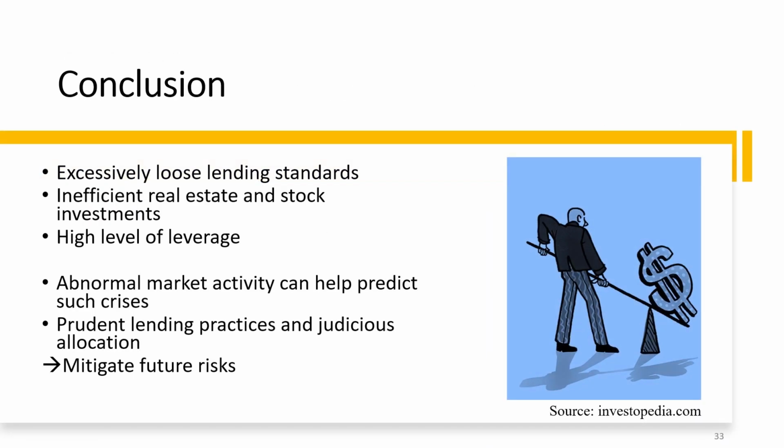So now we can conclude that there are many parallels between Japan's economic crisis and the 2008 financial crisis in the United States. During both crises, excessively loose lending standards and inefficient real estate and stock market investment were prevalent, which caused the massive effect of bad bank loans. Bubbles in assets and real estate are proved to be indicators of an impending financial catastrophe, as are unusually high levels of leverage. Also, monitoring abnormal market activities can help to predict such crises, and prudent lending practice and judicious allocation of aid funds are important to prevent support for zombie companies, which can mitigate further risk.